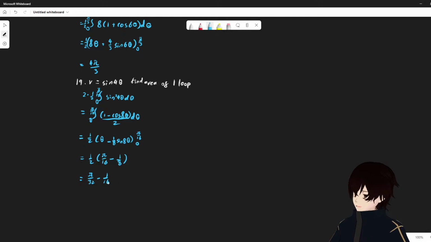That just doesn't feel right. Yeah, that doesn't feel right. Sine of 4 theta, 8 loops.